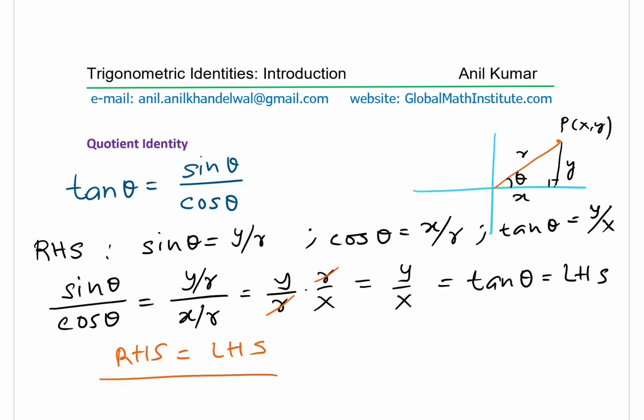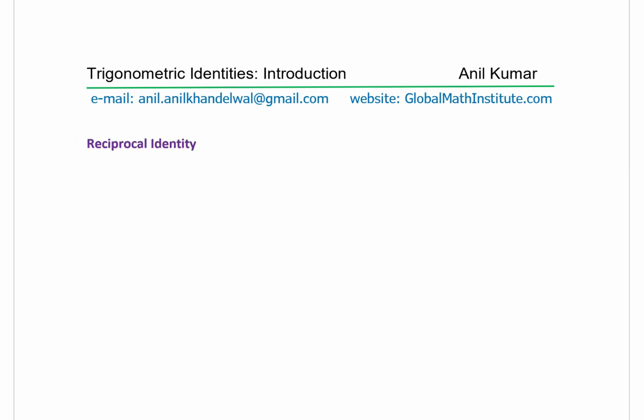And that is true for all theta. And therefore, it's an identity, and we call this the quotient identity. Is that clear to you? So that is a way to prove identities, some basic identities. We'll continue with this and prove all our basic identities, since to prove more complicated identities, we are going to take them as our base.